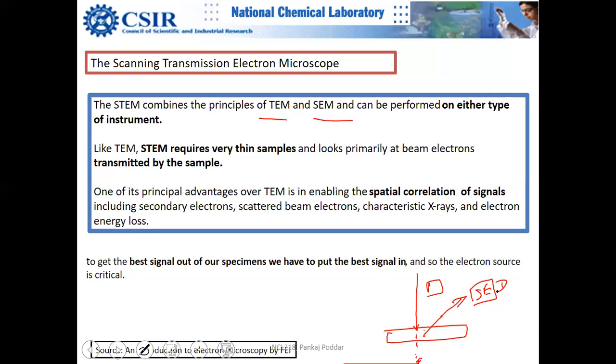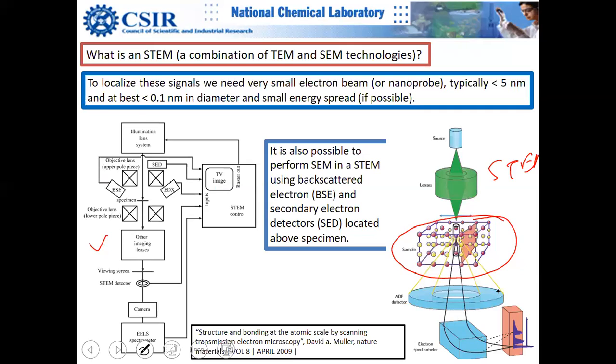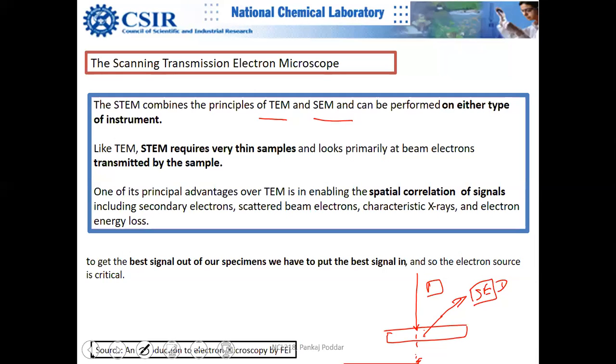I think I saw it here. Yes, this is the detector. See it here. So this is actually STEM built into an SEM, so you can do STEM in an SEM also. In SEM, you are scanning the beam, but you are not collecting the transmitted electrons, you are looking at the secondary electrons. Does that explain your question?